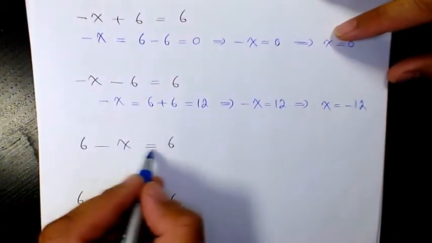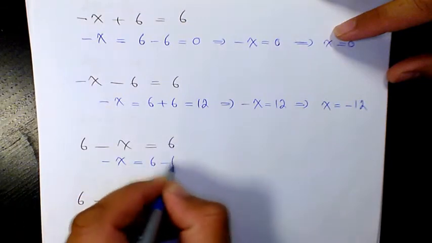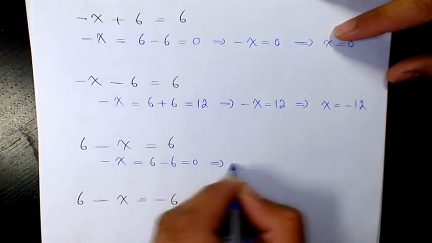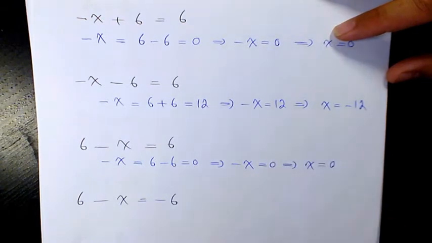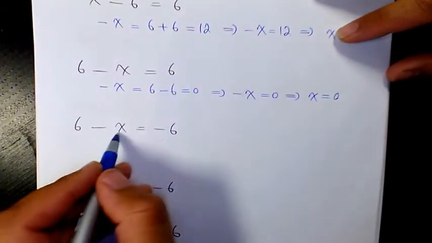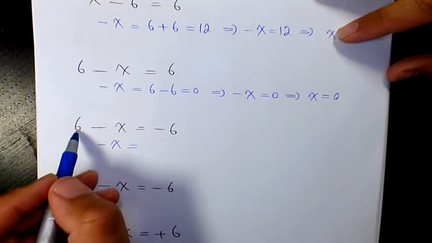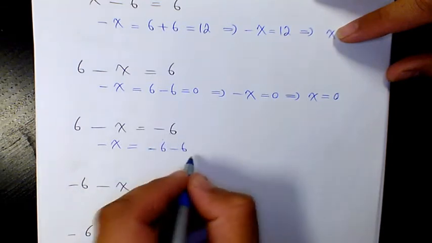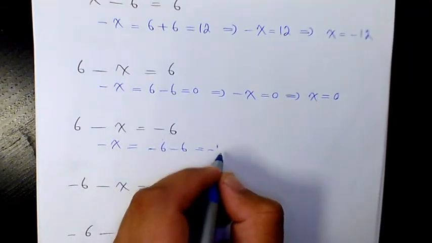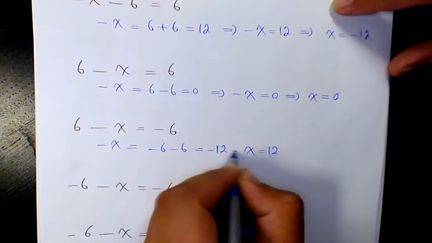6 minus x equals 6. So negative x equals 6 minus 6 equals 0. So negative x equals 0. So x will be equal to 0. Next one, 6 minus x equals negative 6. So I keep negative x on this side, and I move 6 to the other side, so it becomes negative 6. So negative 6 and negative 6 is going to be negative 12. So x will be equal to 12.